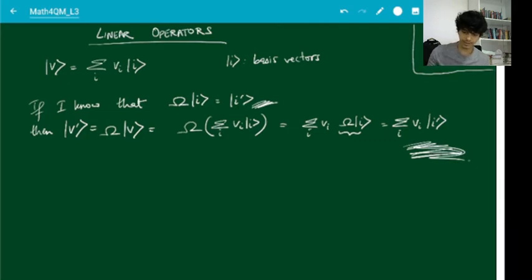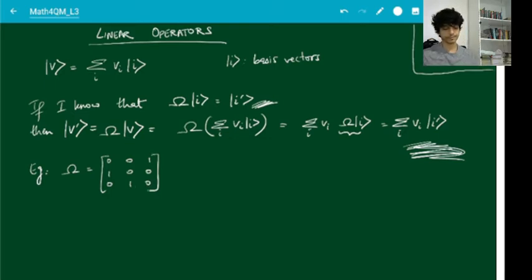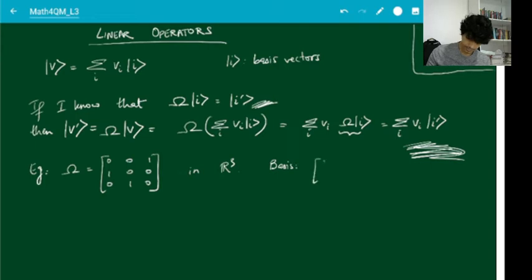So let's take an example. Suppose my operator omega is the matrix with rows 0, 0, 1; 1, 0, 0; 0, 1, 0. And I want to find out what action this takes on any vector v in my vector space R3. So I'm going to choose my basis vectors as 1, 0, 0, which I'll refer to as |1>, 0, 1, 0, which I will refer to as |2>, and 0, 0, 1, which I will refer to as |3>.